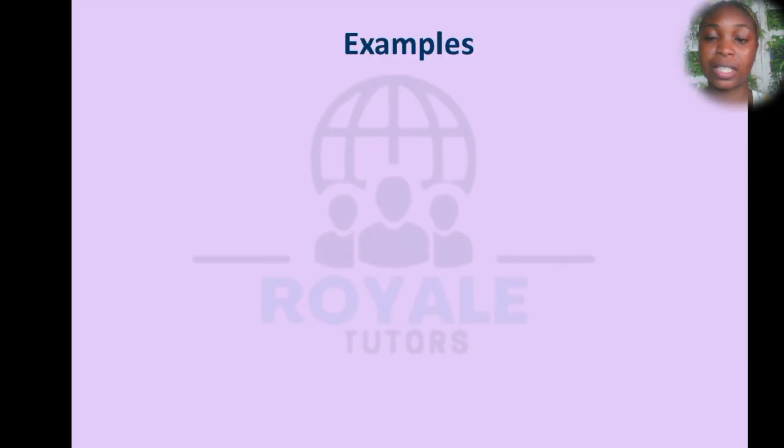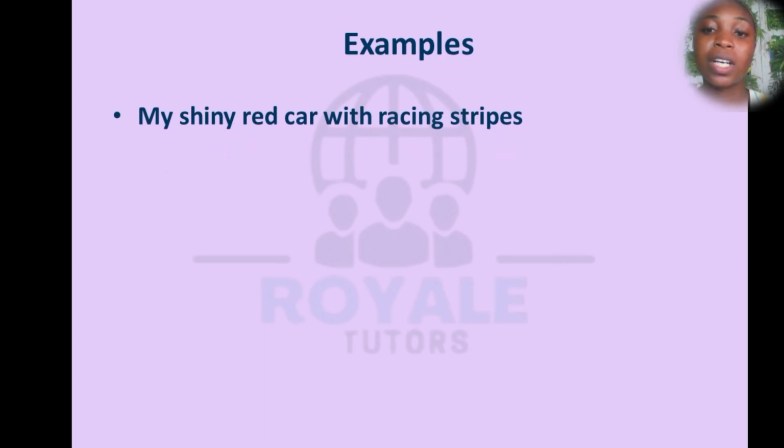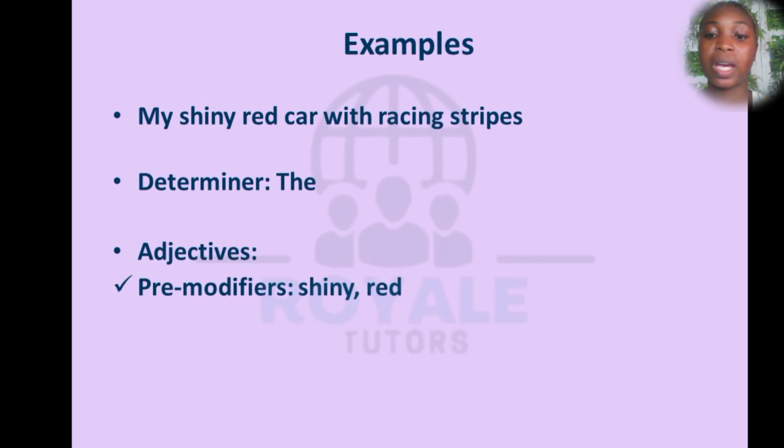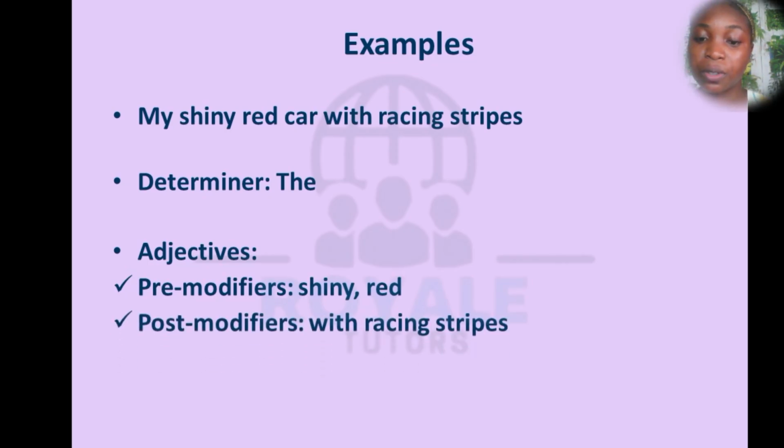Now moving on to the next example. My shiny red car with racing stripes. I'm sure you can try to break this down into the parts of a noun phrase, but let's do it together. For the determiner, we have my, which is a possessive. And then for the adjectives, the pre-modifiers, we have shiny and red. And then for the post-modifier, we have with racing stripes. And then for the head noun, what do you think it is? It's car. Yes, it's car.